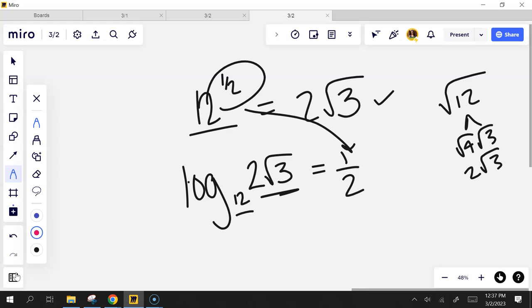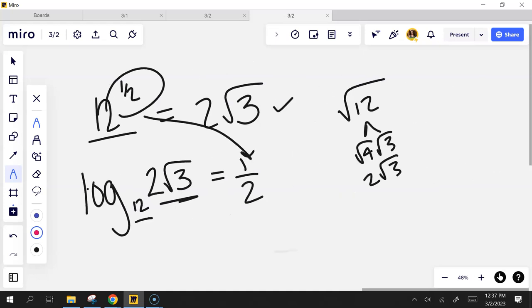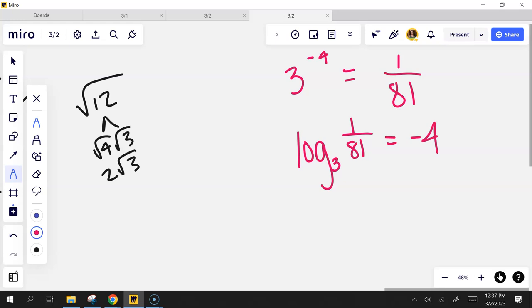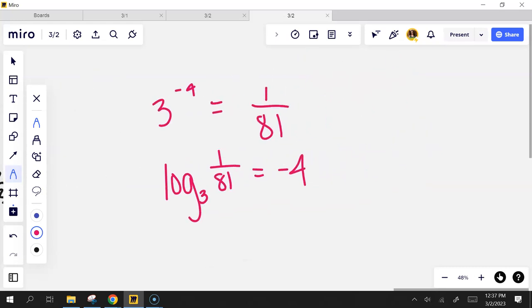We're just changing forms, flipping back and forth between forms right now. True or not? Didn't you say they're all true? If it's negative, then it's flipped over. So write it in logarithmic form. So log base 3 of 1 over 81 is negative 4. What do negative exponents do? They flip it. So this is 1 over 3 to the 4th. 3 to the 4th is 81, so 1 over 81.